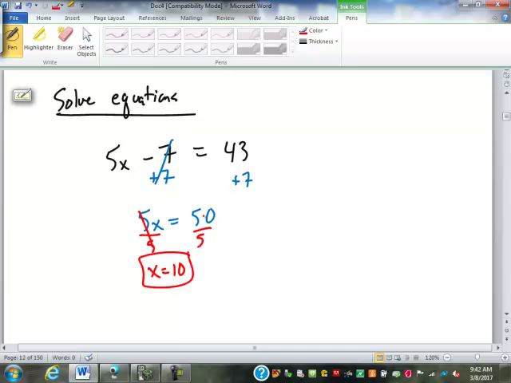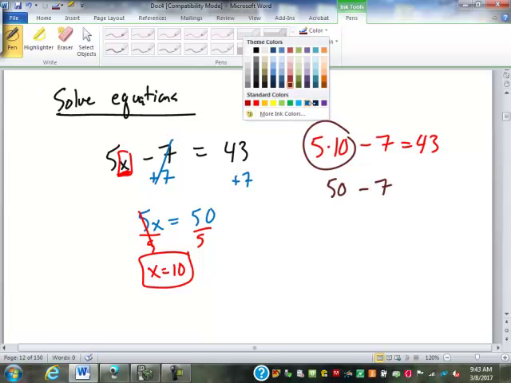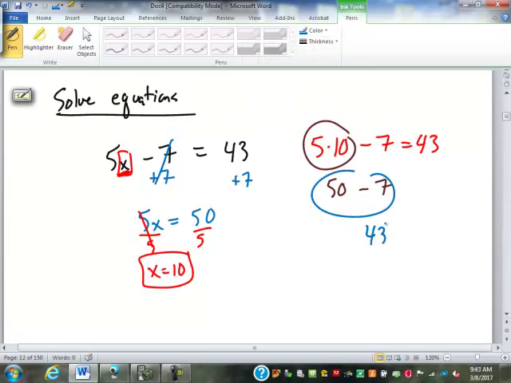Now, being a test, and since I don't restrict you for time, if you need extra time, we'll give it to you. I would recommend you go back and check your answer. So if we're saying x equals 10, I can replace that x with 10. So 5 times x is going to become 5 times 10 minus 7 equals 43. And checking to see that that works out. 5 times 10 is 50. 50 minus 7 is 43. So I do have the same value on both sides of my equal sign.